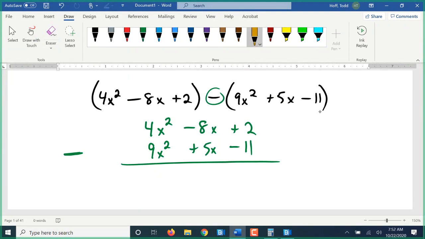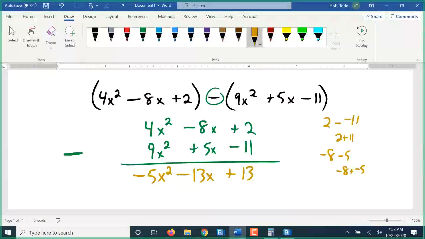2 minus negative 11 is 2 plus a positive 11. That's a positive 13. Negative 8x minus 5x. That's negative 8 minus 5, which is negative 8 plus a negative 5, which is a negative 13x. 4x squared minus 9x squared. Well, 4 minus 9 is a negative 5, so it's negative 5x squared.